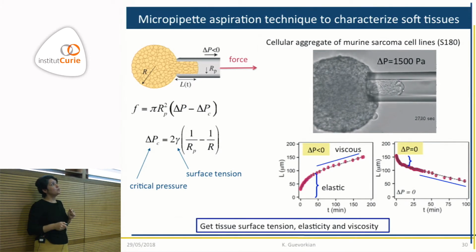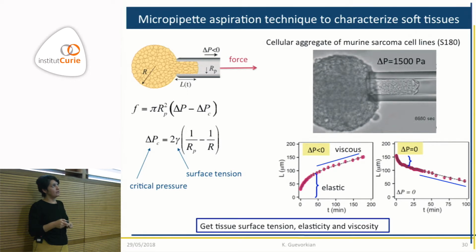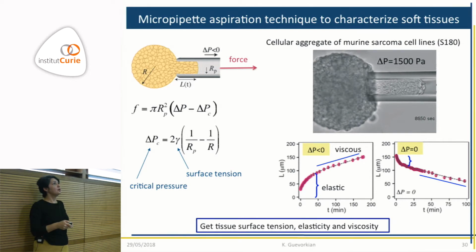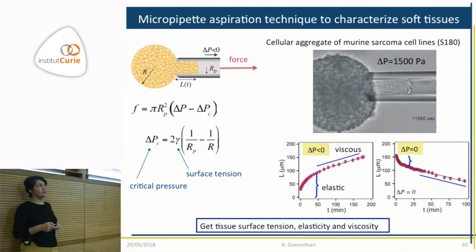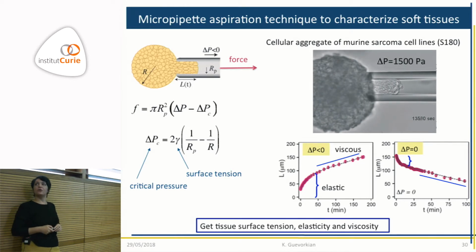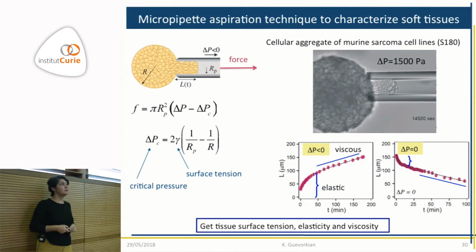What we got for our experiments was a curve looking like this for the aspiration regime at a constant pressure. Once we release the pressure, where the pressure is put to 0, you have the retraction of your tongue. Both of them show an elastic regime, given by this rise of your curve, and then a constant flowing regime that gives you the viscosity of the tissue. Any questions at this point?